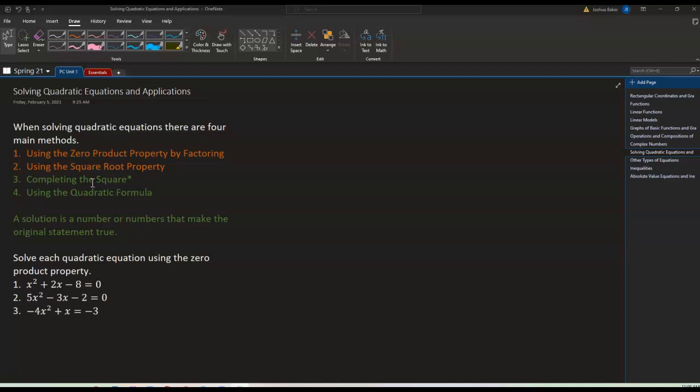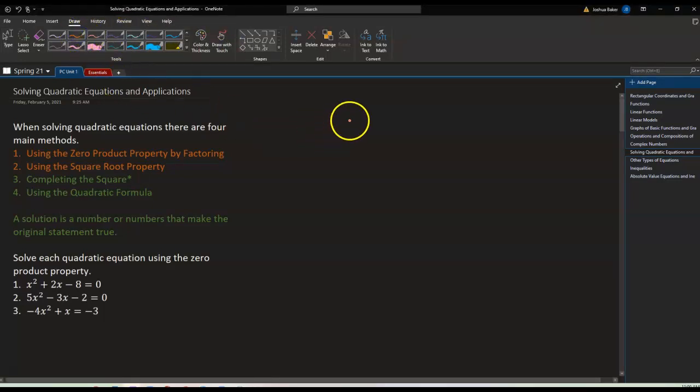Now, I will put one more caveat in here, which is why I have an asterisk. Completing the square is not the most user-friendly way to solve these. But completing the square as a skill is something that we're going to need later on in the semester. So we'll go ahead and show you how to do that here, and we'll talk more about that when we get there. But first of all, let's talk about this zero product property.